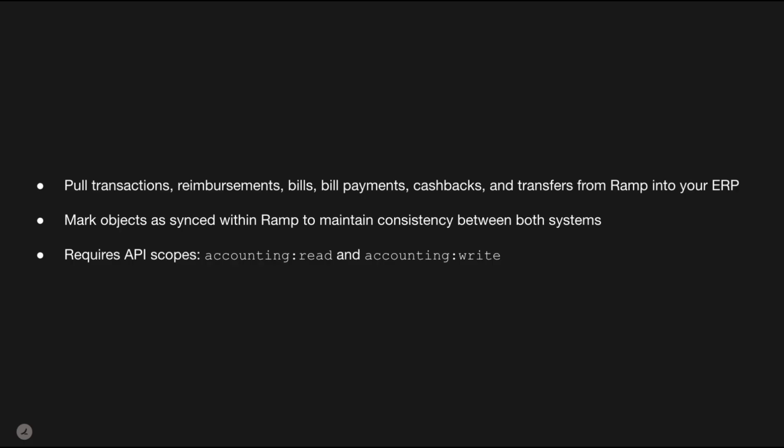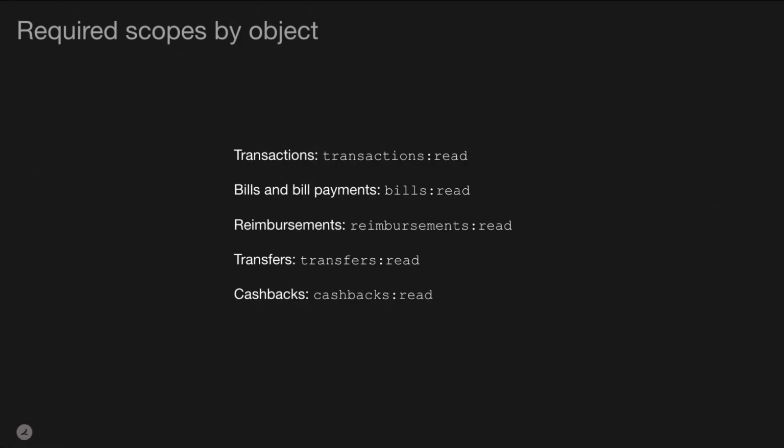Before we get started, make sure your API client includes the accounting read and accounting write scopes. You will also need the read scope for the specific object you're syncing.